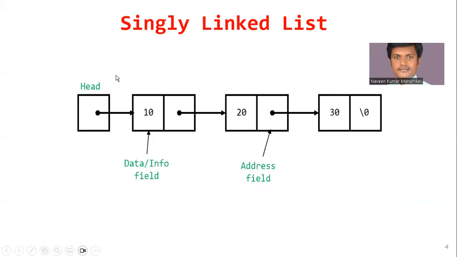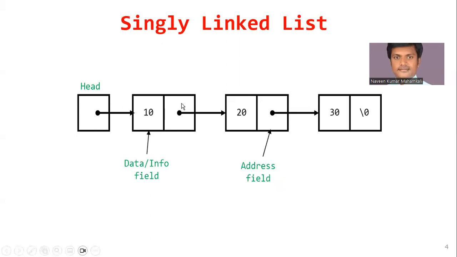You can see in this slide an example of a singly linked list. As I told you, a linked list is a collection of nodes. Here it is a collection of three nodes. It has the head pointer, which always points to the first node. Singly means you can traverse this linked list in one direction.